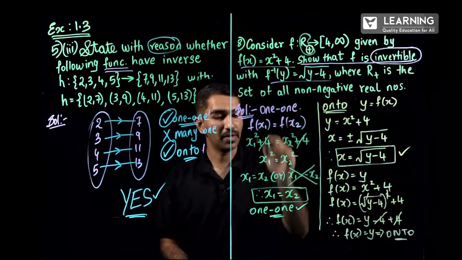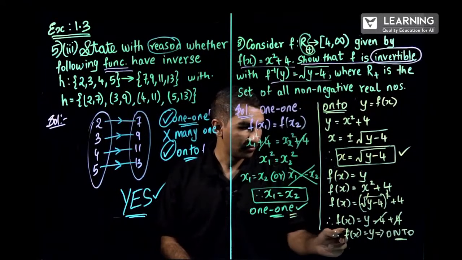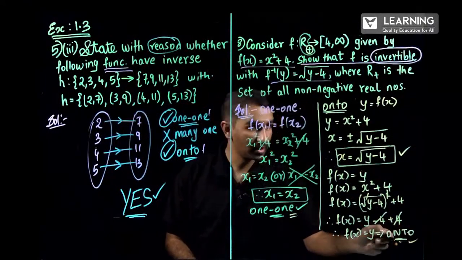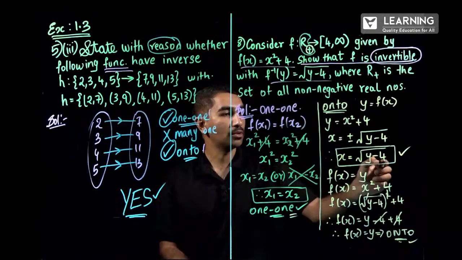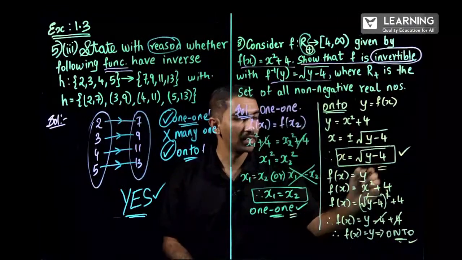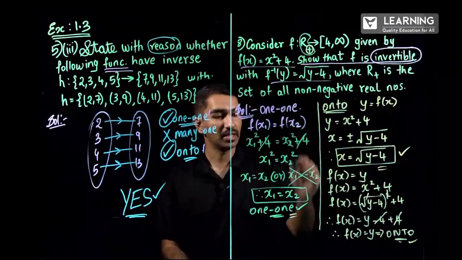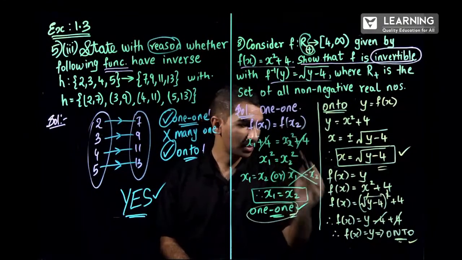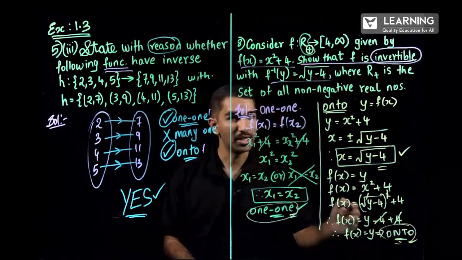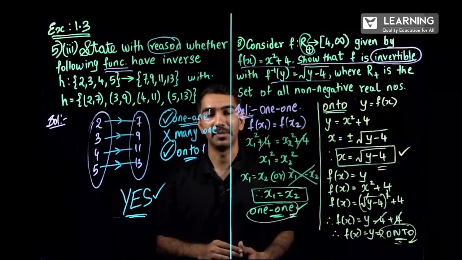So this function f of x is one-one, we proved. F of x is onto function also, we proved. And we also showed that f inverse of y is equal to root of y minus 4, that is also done. Therefore what can we tell? This function is satisfying one-one. This function is also satisfying onto, which means the function is invertible.